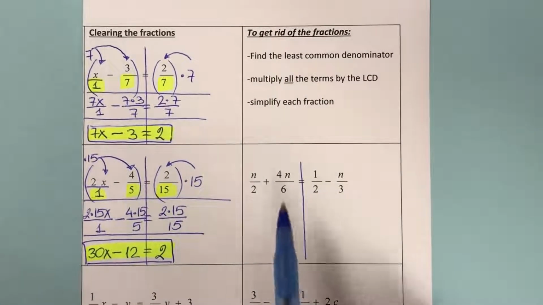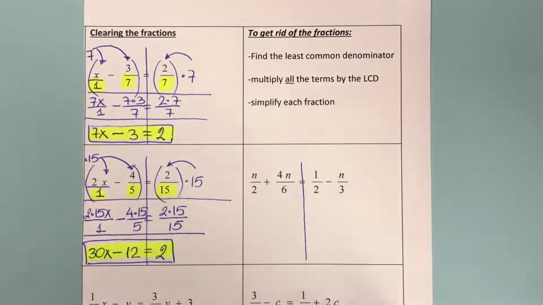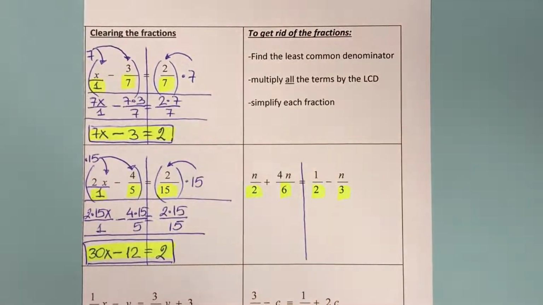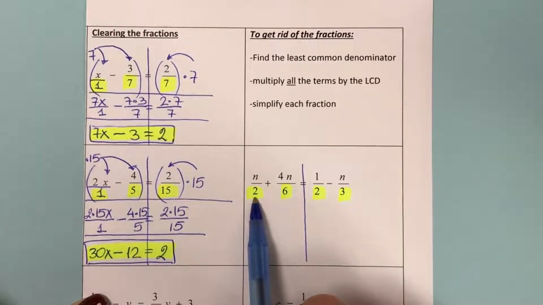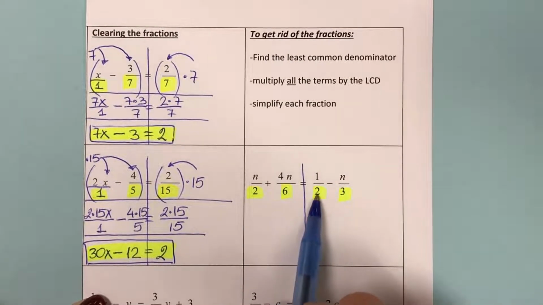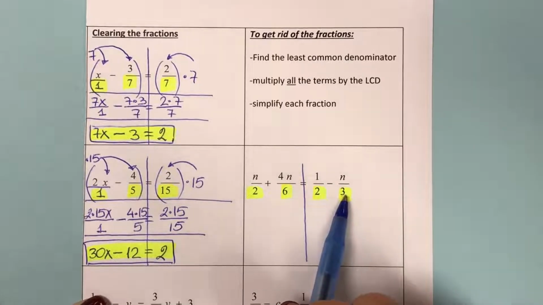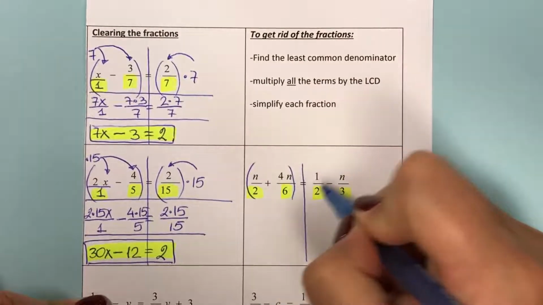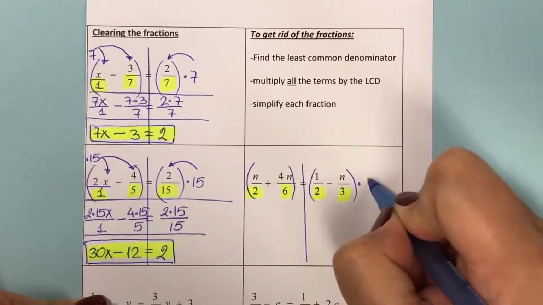Next example. All the terms are in fraction form. They have denominators 2, 6, 2, and 3. Common denominator will be 6. 2 times 3 is 6. 6 times 1 is 6. 2 times 3 is 6. 3 times 2 is 6. So the 6 is the common number. Both sides of the equation, we multiply by 6.